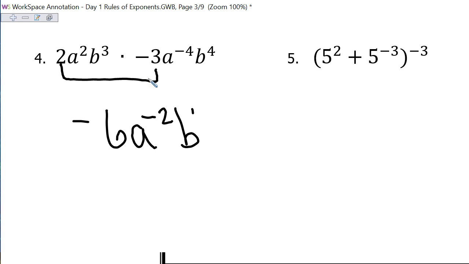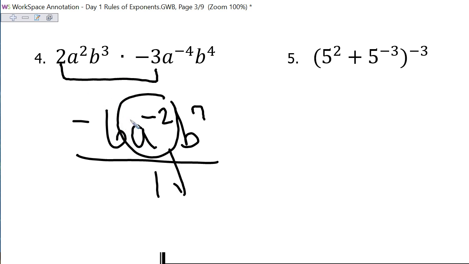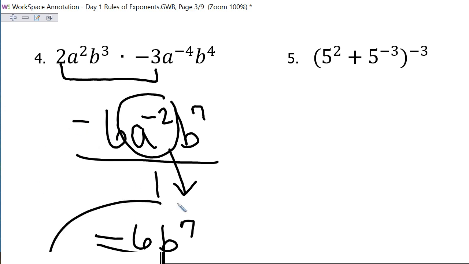Can I leave my answer looking like that? No, what's wrong with that answer? We have a negative exponent. So I'm going to make this a fraction by putting it over 1. And what variable has a negative exponent? The A. So the only thing that needs to move to the other side is the A only. So the negative 6 and the B to the 7th stay in the numerator, and A to the negative 2, send it to the bottom, becomes A to the positive 2. So when it moves to the other side of the fraction bar, it changes the sign of the exponent.